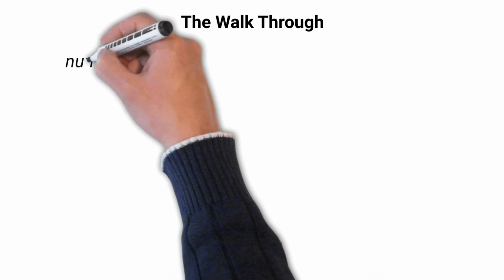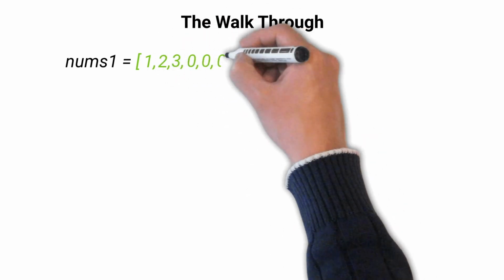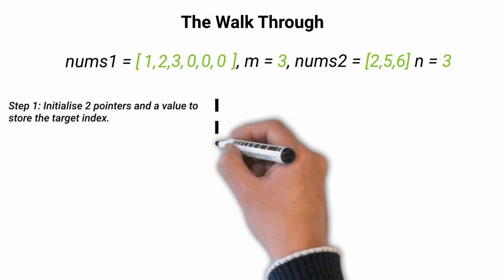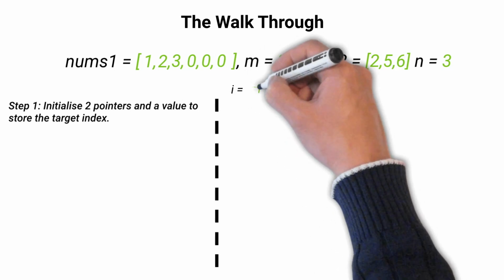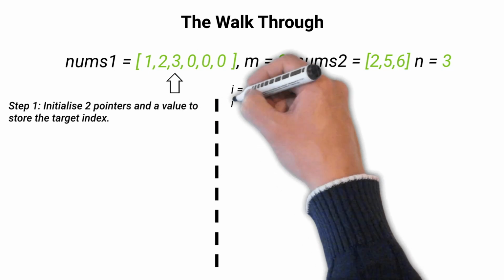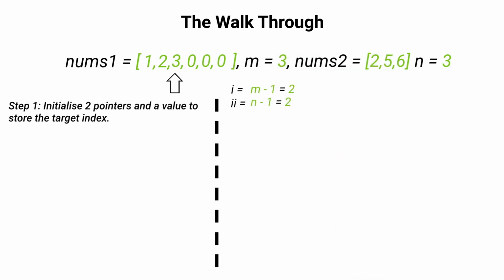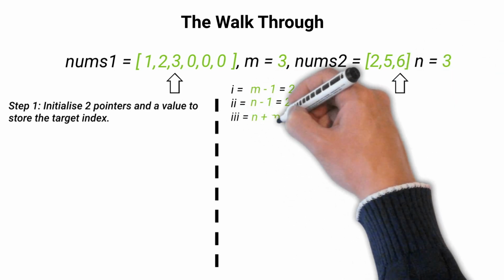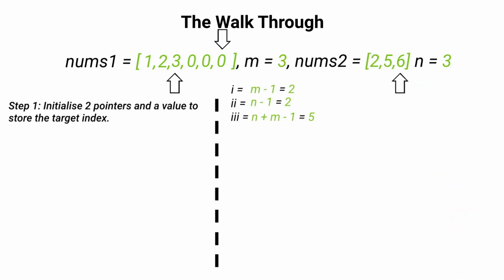Now let's walk through an example where nums1 is equal to 1, 2, 3, and m is equal to 3, nums2 is 2, 5 and 6, and n is also 3. Step 1, initialize 2 pointers, i, which is equal to m minus 1, which is 2, put it here. Then we need to have j, which is equal to n minus 1, which is 2, and we'll put that here. And then finally this is where we'll be loading the sorted number, which is n plus m minus 1, and we'll put that here.